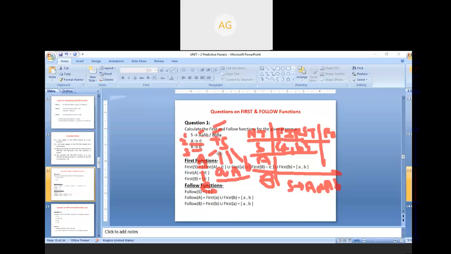Now, according to rule number one that we already discussed for first, A produces epsilon, so epsilon is in the set of first of A. In a similar way, B produces epsilon, so epsilon is also in the set of first of B.